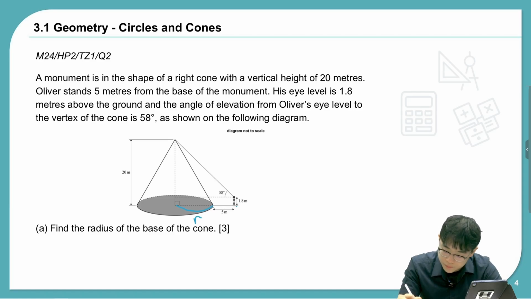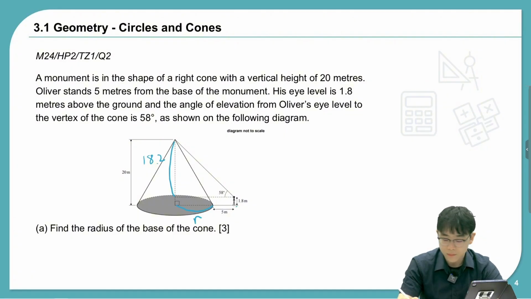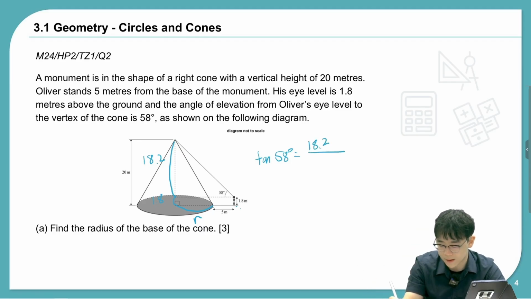So what we could do is we could say this is 18.2 meters, because the full cone is 20 meters, but we subtract 1.8 here, and this is 1.8. So we can use a few similarity relationships. Like if you say what is tangent of 58 degrees, it's going to be the opposite over adjacent. So we could get 18.2 meters as our opposite side length, and R plus 5 as our adjacent side length. And that's how you would find R in this case.